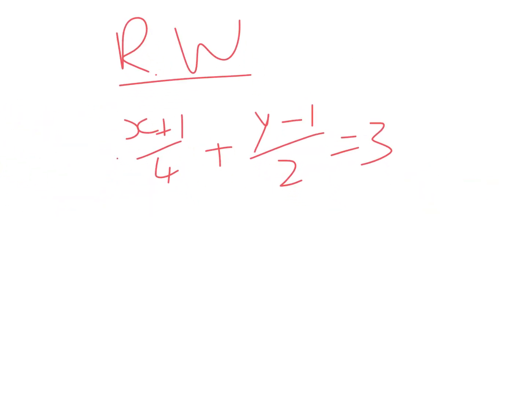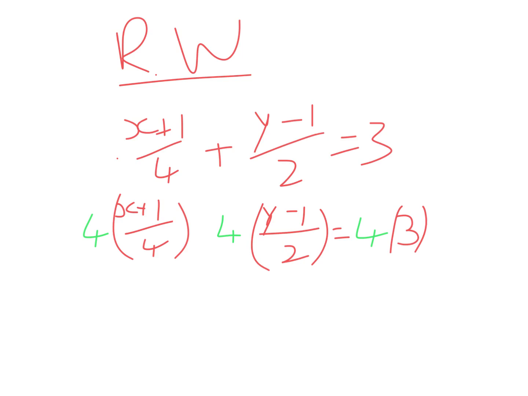Okay, so the way that we get rid of a fraction is the same way as we have previously gotten rid of fractions in algebra. We find a term that all the denominators, all the bottom numbers, will divide into. So we need to think of a number that 4 and 2 both divide into. In this case, the smallest number we could use would be 4. So what I'm going to do is multiply every term by 4.